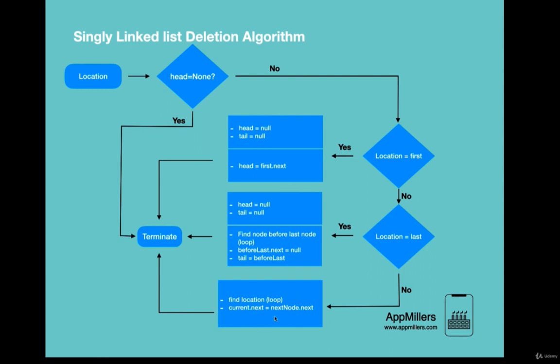So this is all for this lecture. In this lecture, we have looked at three different cases of deletion of a node from the single linked list. Now in the next lecture, let's take this algorithm from here and implement it using Java.